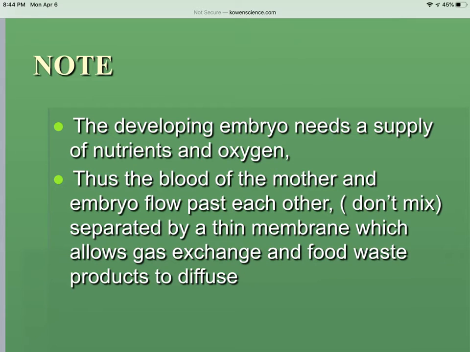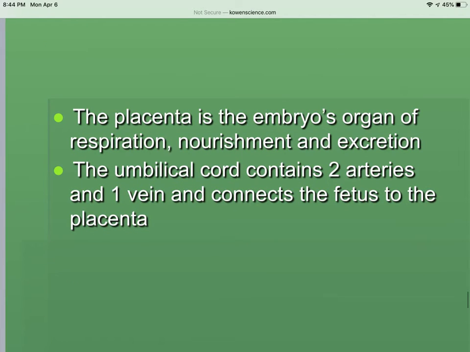Just so you know, the developing embryo needs a supply of nutrients and oxygen. So the blood of the mother and the embryo do not mix. They pass by each other, but they do not mix. They are separated by a thin membrane, and it allows gas exchange and food and waste products to diffuse. The placenta is the embryo's organ of respiration, nourishment, and excretion. The umbilical cord contains 2 arteries and 1 vein, and they connect the fetus to the placenta.